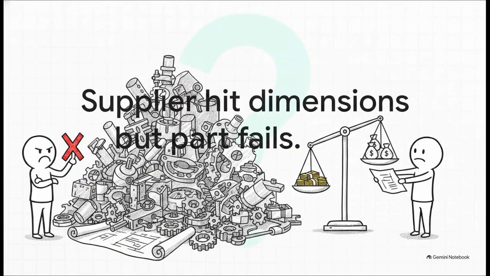Okay, let's kick this off with a scenario. Imagine a supplier delivers a massive batch of parts. Your inspector checks them, and wow, every single dimension is absolutely perfect. But when they hit the assembly line, they completely fail. The parts just do not work as intended. Naturally, the customer rejects them, but the supplier is demanding payment because, well, they hit the numbers. So who's actually right here?